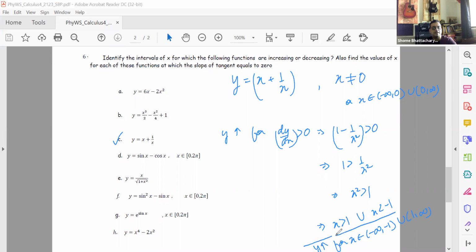Similarly, we'll find the interval for which y decreases. But only when expressing that interval in which y decreases, we have to be a little bit extra careful, because remember this condition over here. For this function, we should not include the point x equal to 0. The function is not defined for the point x equal to 0. Yes, we'll come to that, Bhavika.